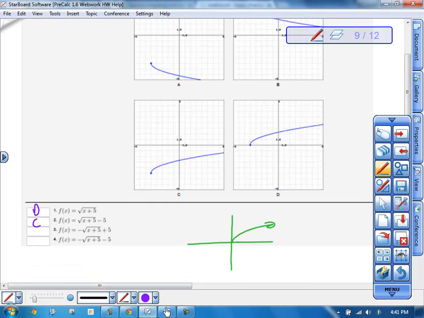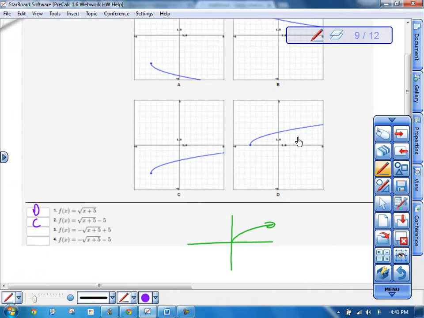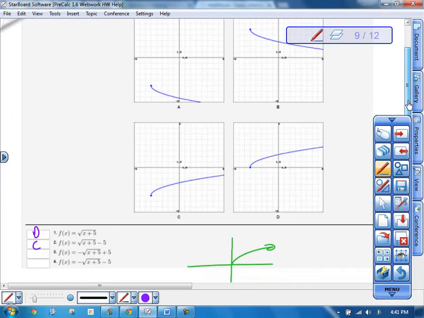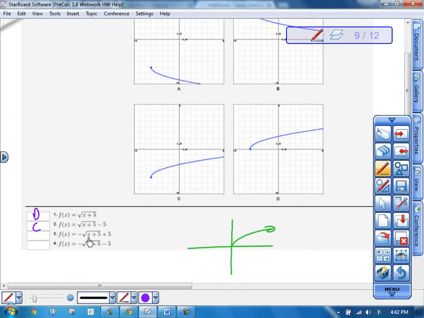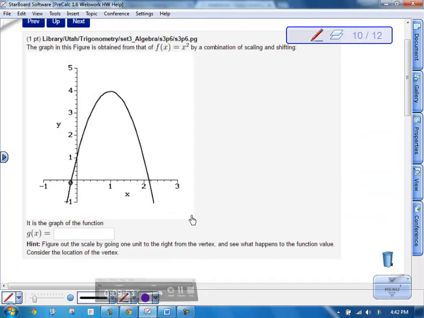So there's 2 left, and we have to figure out whether it's a or b for these. Now, on the formula sheet, I say when graphing a translated parent function, remember to do scale changes and reflections first. So for example, on this one I'm going to reflect it first. This negative sign is going to reflect it over the x-axis. So this square root would be reflected down here. And then I would move it 5 units left and then 5 units up. So that'd be b. What's left over is a.